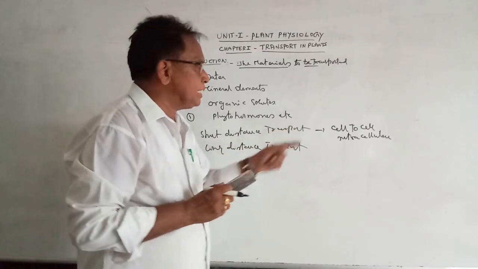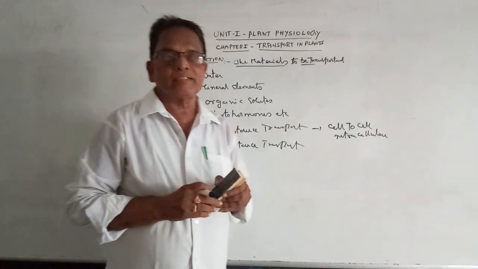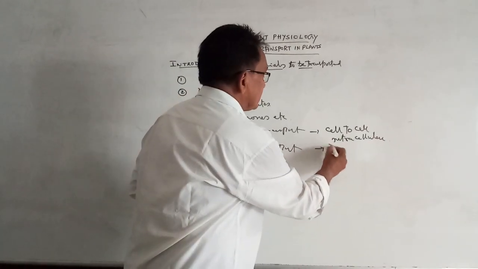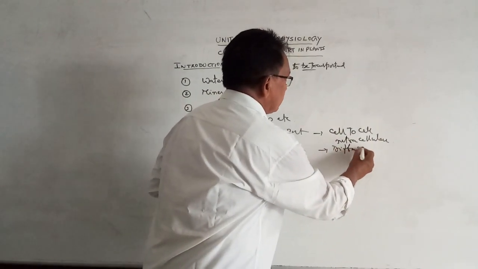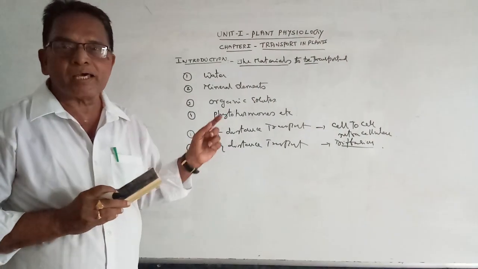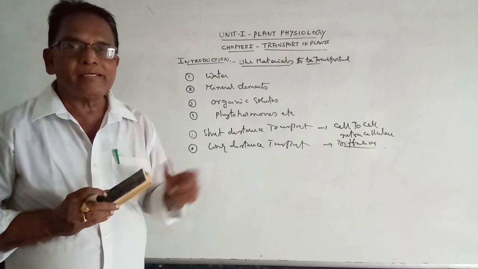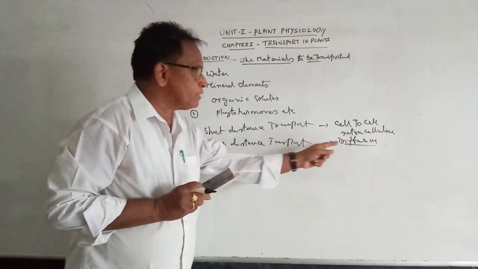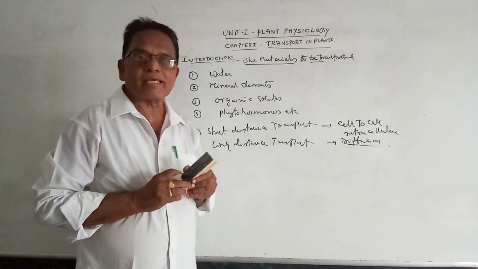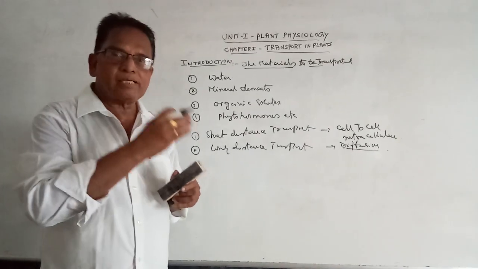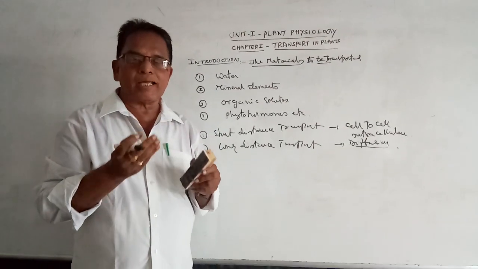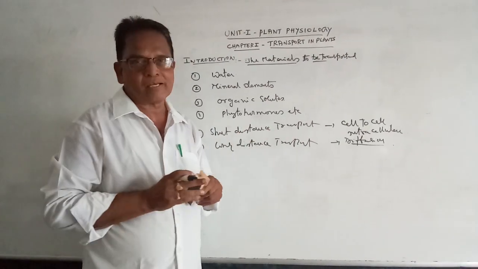And for this cell to cell or intracellular transport, it always takes place by means of the process called diffusion. So the transport of materials over short distances can be facilitated by this process called diffusion. By diffusion, materials can be transported from one cell to another cell, or from one part of the cell to another part. That is called intracellular.